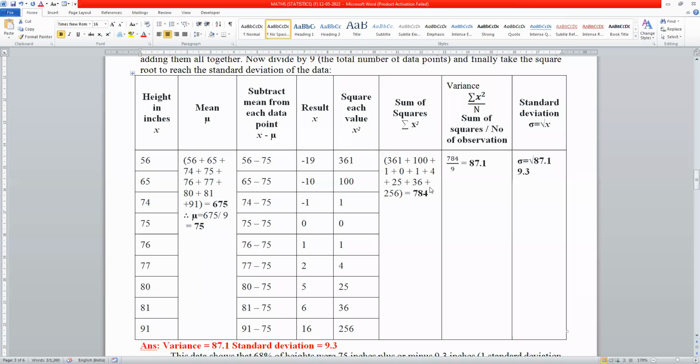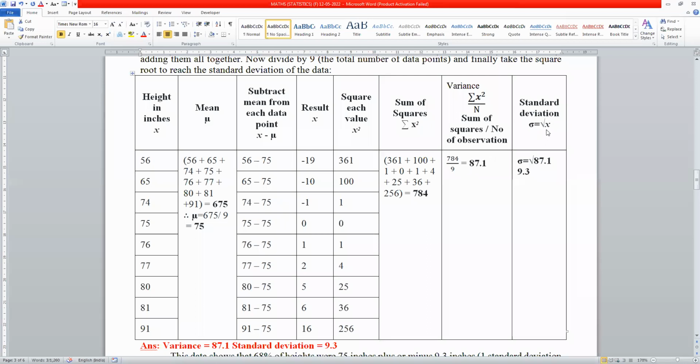Then it is very easy to find the variance. What is variance? The sum of squares divided by the number of observations. The sum of squares you got is 784. The number of observations is 9. So 784 divided by 9 is 87.1. And how to find the standard deviation?